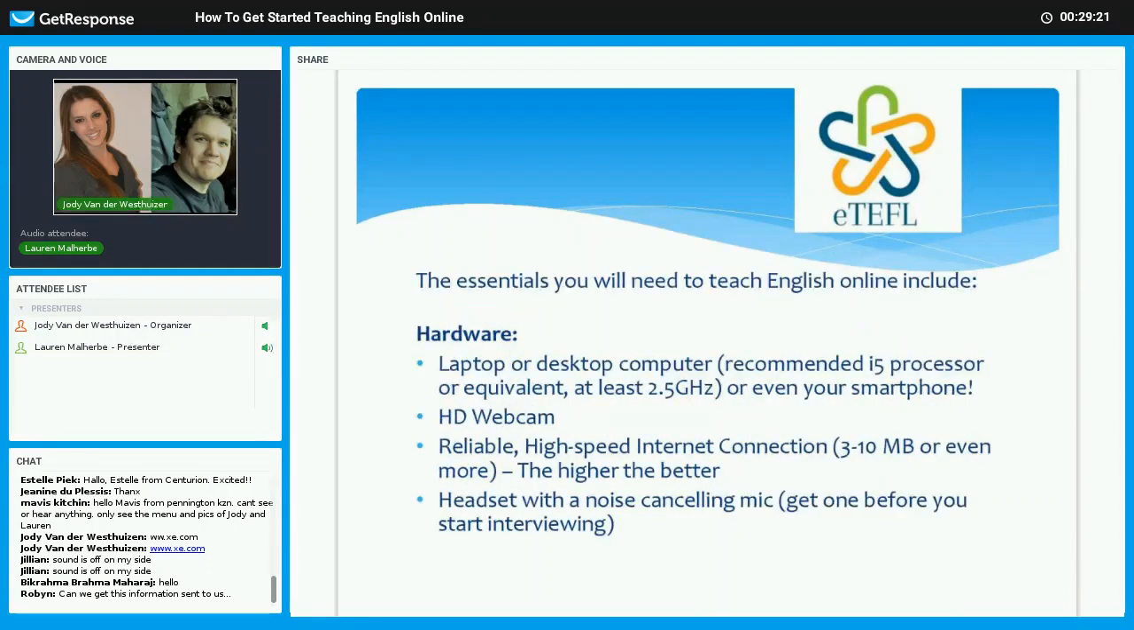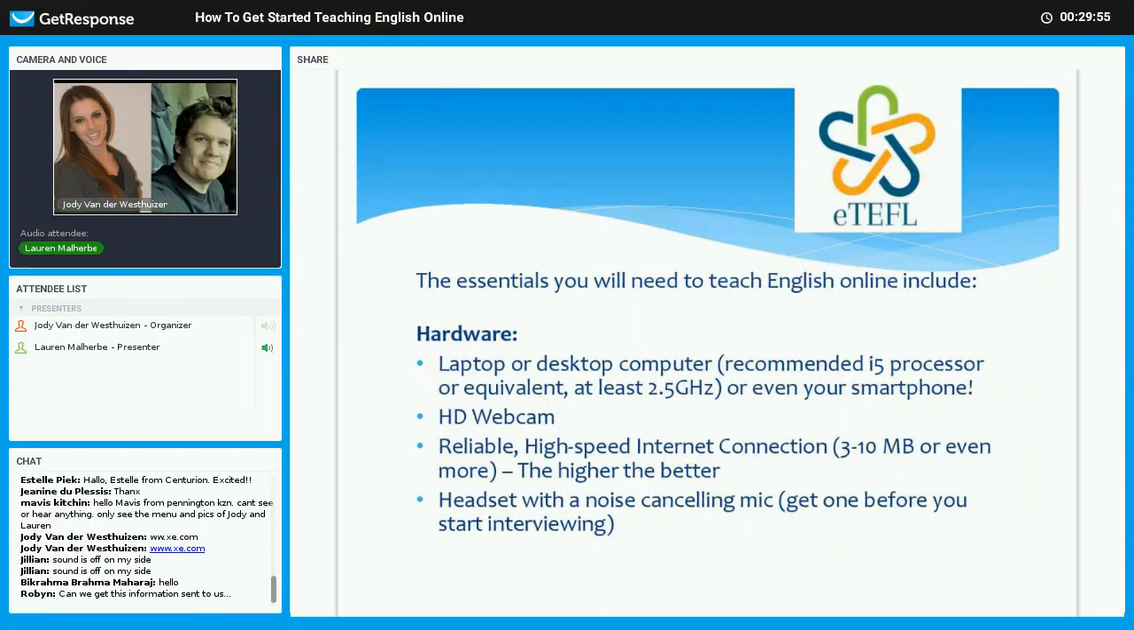Some essentials you'll need, talking about hardware: a laptop or desktop computer, or even your smartphone. I always recommend an i5 processor or the equivalent, and at least 2 to 2.5 gigahertz in speed. Afterwards, if you want technical details like this, you can email me and I'll discuss it with you. Some companies require less, but if you start here, you're guaranteed to be open to all companies. Lauren, can you tell us about the hardware you're using?